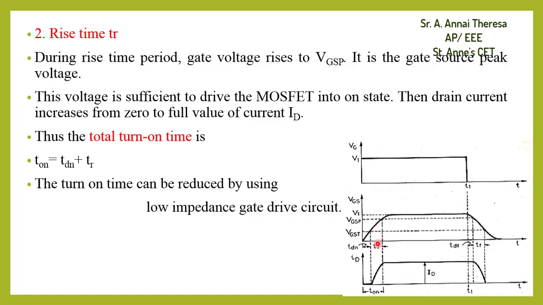Now at the same time, what about the ID current? It rises from 0 to the full value, that is ID. So the total turn on time is equal to the turn on delay time plus the turn on rise time. This turn on time can be reduced by using a low impedance gate drive circuit.